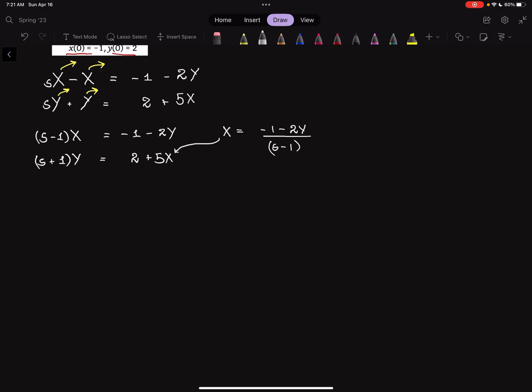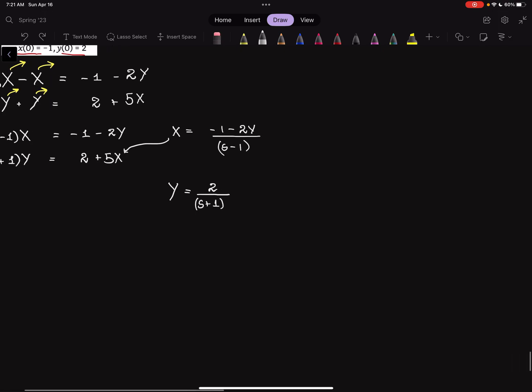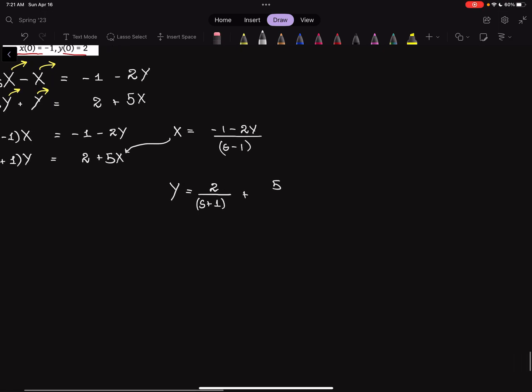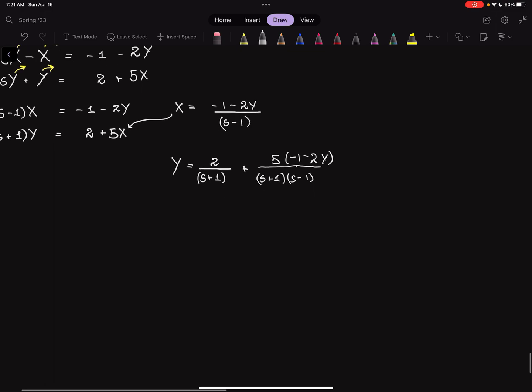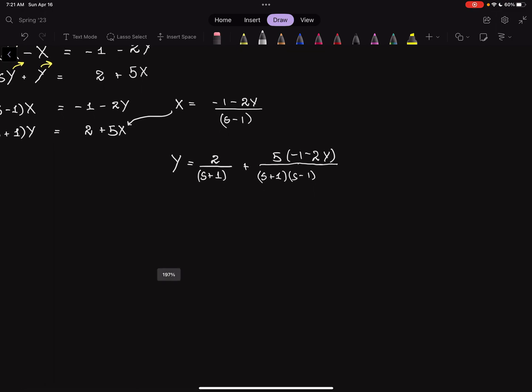So now I can say that my big Y is equal to 2 over s plus 1 by dividing by this on both sides, plus 5 over s plus 1 times s minus 1. I'm substituting in what I have. Minus 1 minus 2Y. So now I realize, wait, I actually need to solve for Y again.